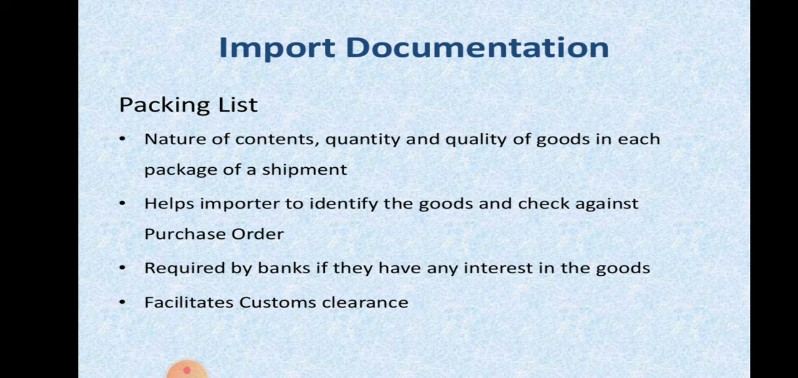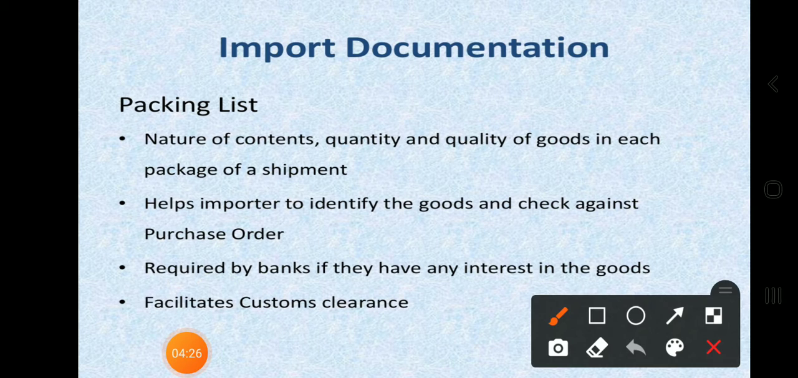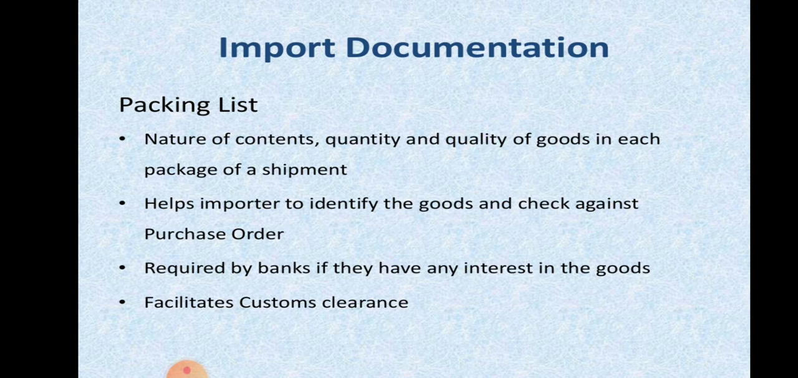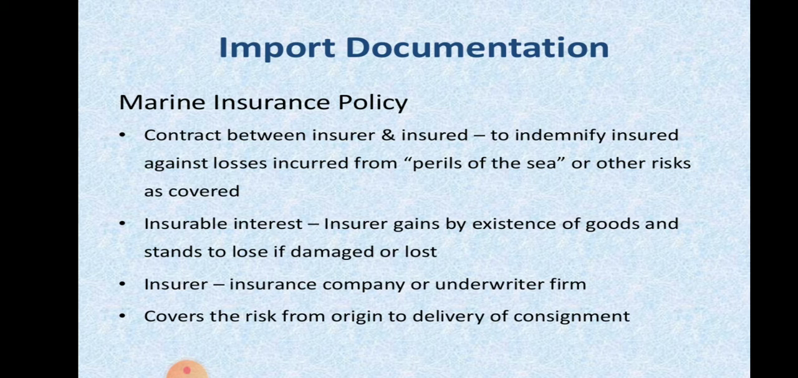Next, packing list. It includes the nature of contents, quantity and quality of goods in each package of a shipment. It helps the importer to identify the goods and check against the purchase order, is required by banks if they have any interest in the goods, and facilitates customs clearance. Next is the marine insurance policy.